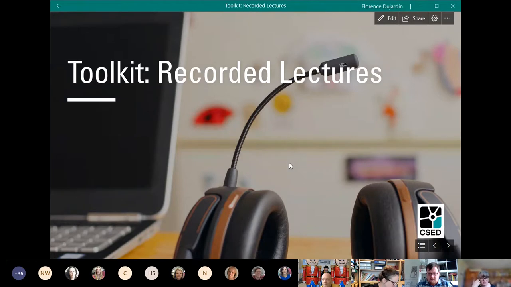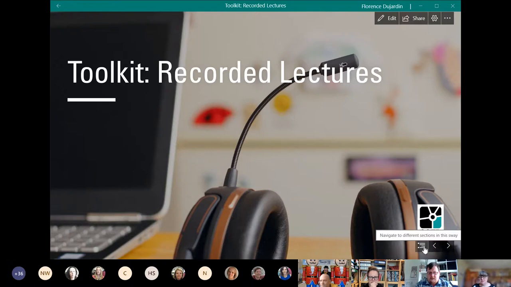I don't know about you, but UEA has decided there won't be big lectures. So there will be a lot of recorded lectures and a lot of webinars. So what can we do, as academic developers, to help colleagues? I just came up with what I would call a small toolkit.